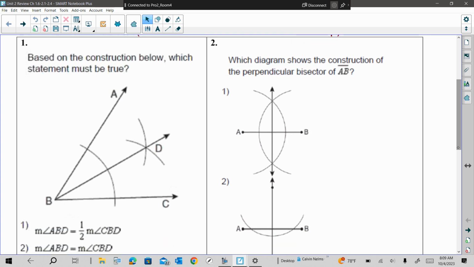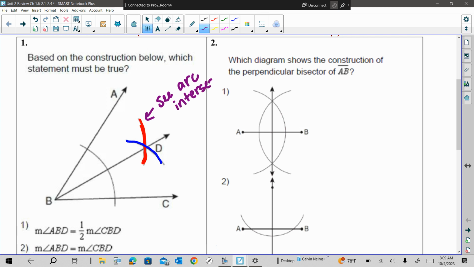The key is if I ever see intersecting arcs, I don't know if y'all see that these two arcs are intersecting. Intersecting arcs is showing some type of bisection. So if we see arcs intersect, then you're going to have a bisector. You just have to know the difference between the two.